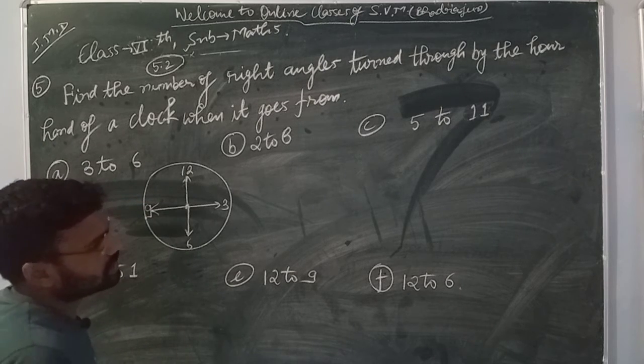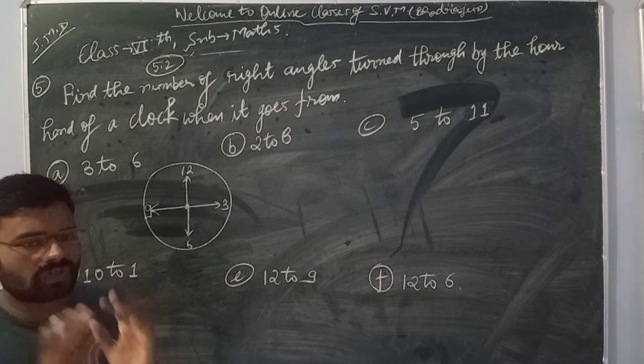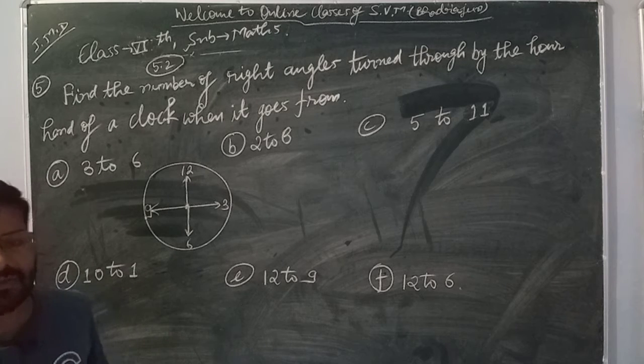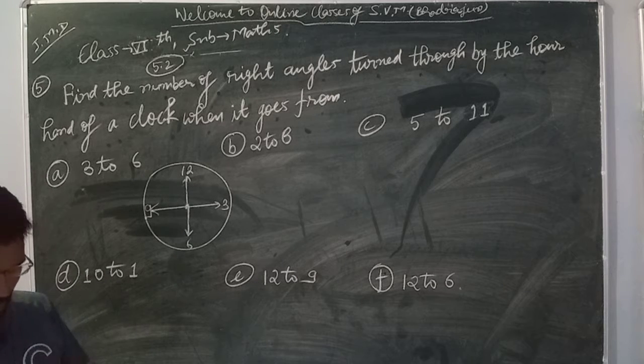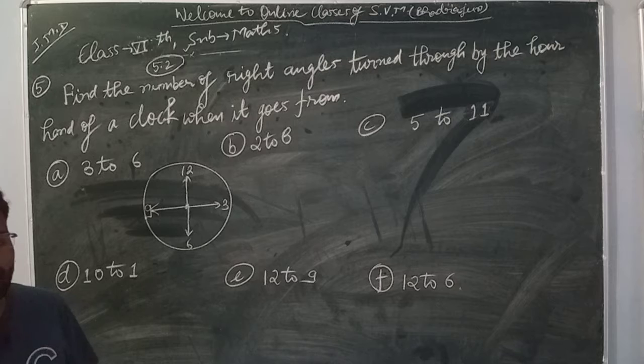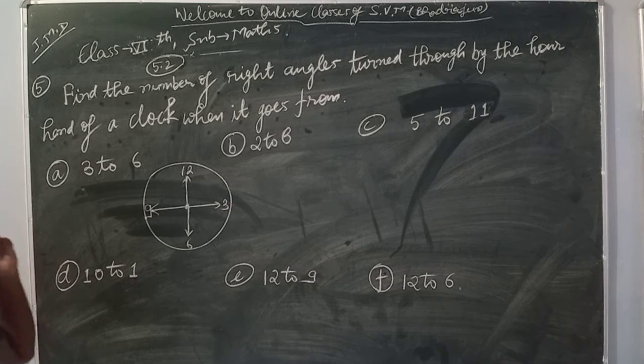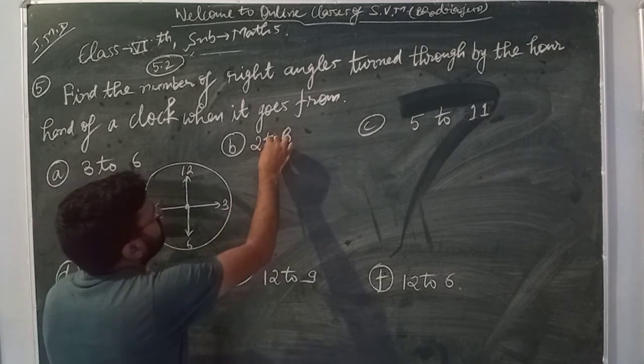Actually our clock has 3 hands. The smallest one is the hour hand, and the comparatively bigger is the minute hand, and the biggest one is the second hand. Second hand means seconds hand. Okay, seconds hand. Good. So what you have to do is listen.